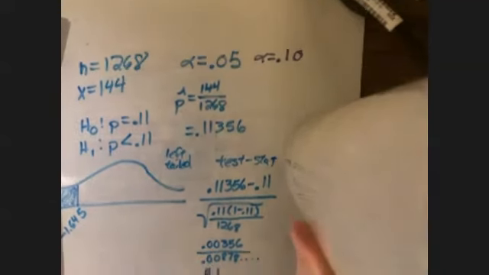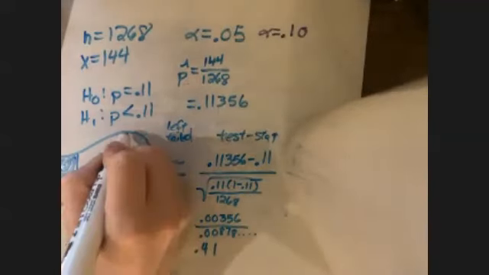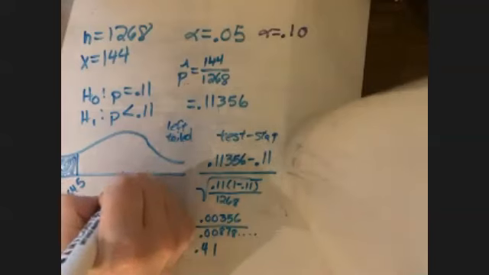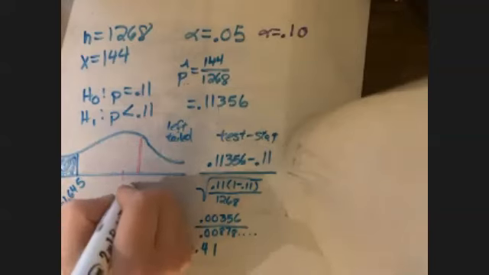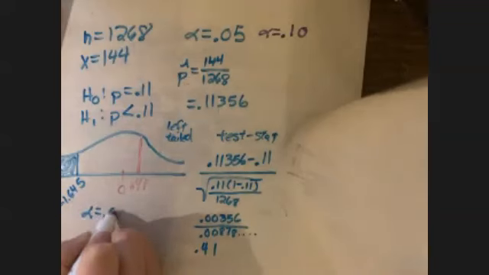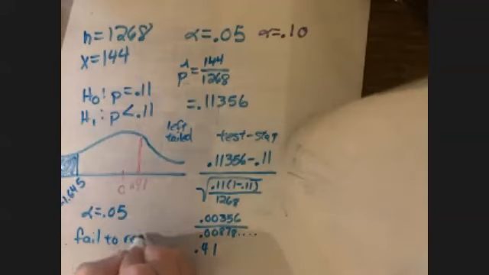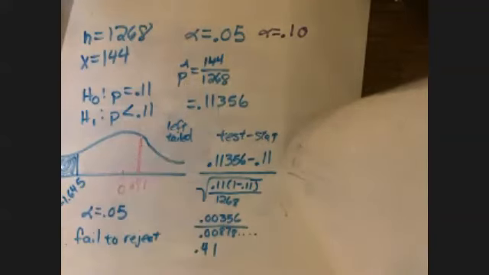So 0.41. Looking at the chart, the center of this chart is 0, by the way, and 0.41 is going to be right about here. So when alpha is 0.05, we're going to fail to reject, because we're up here in our non-shaded region.